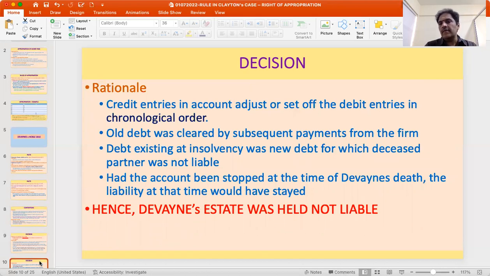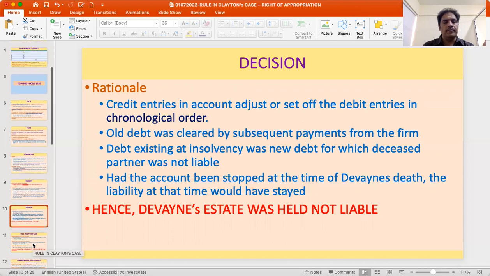What would be the case if the account would have been stopped and then a new account would have been opened? Then the liability would have frozen on the date on which this partner died. And accordingly, the estate was liable jointly and severally for the portion that is due. But here, since the account was not stopped and further payments were made, wiping out the entire or discharging the entire liability, Devaynes' estate was held not liable.